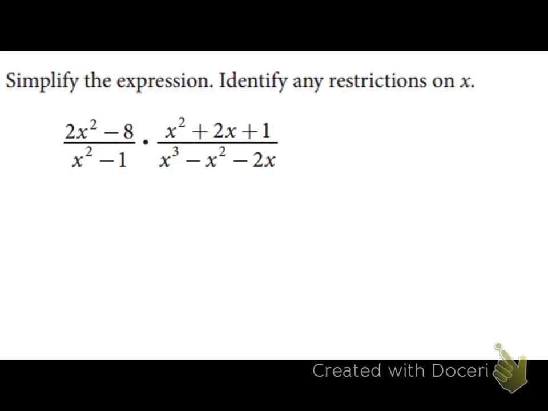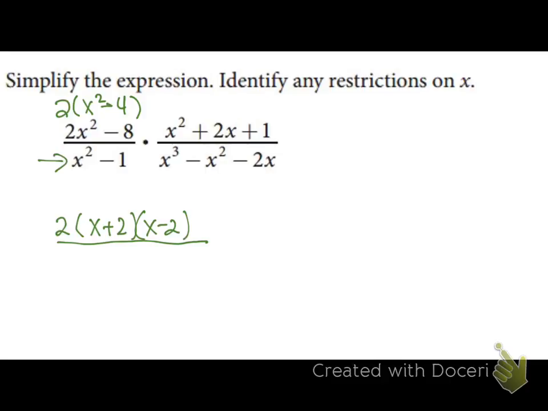All right, the 2x squared minus 8. What's the first thing we do to that one? That is a greatest common factor of 2. That leaves you with x squared minus 4. And what's an x squared minus 4? The difference of squares. So that would be 2 times x plus 2, x minus 2. Thank you. What about the denominator of this one? The x squared minus 1, that is also a what? Difference of squares. So how would we factor that?